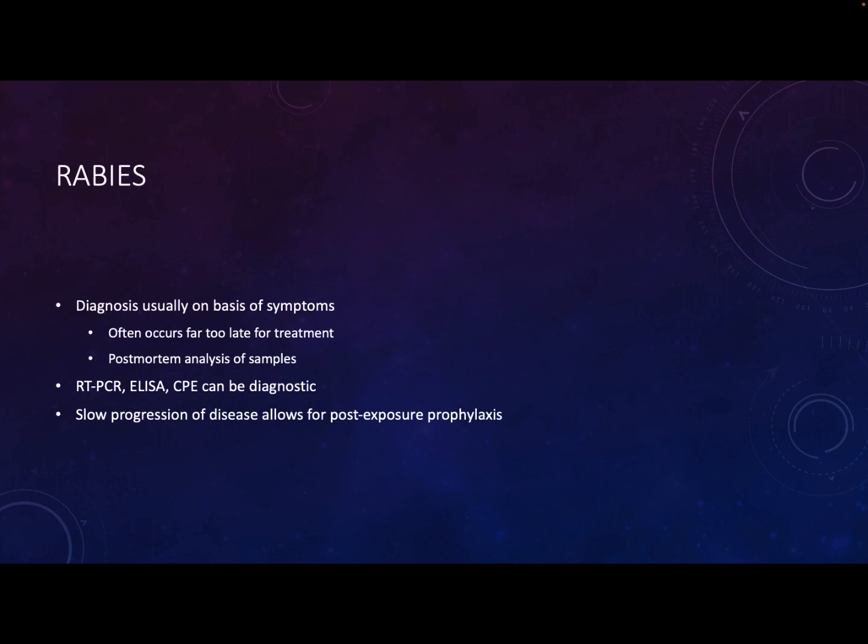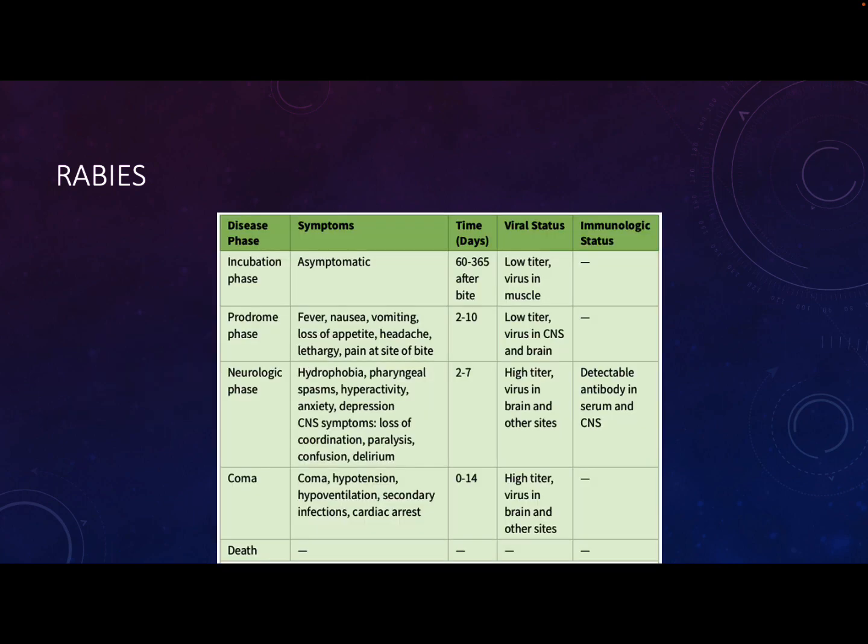You can do reverse transcription PCR. You can do ELISAs looking for antibody titers. But remember, if we go back and look at the chart, antibody titers are not going to be detectable until we're in the neurological phase. So it's too late.